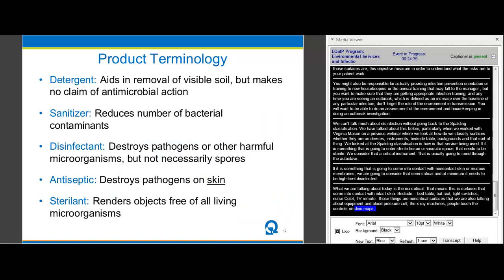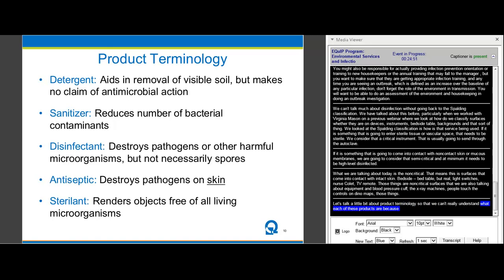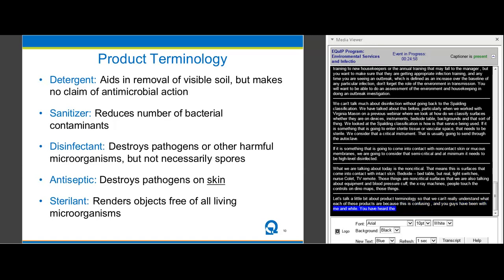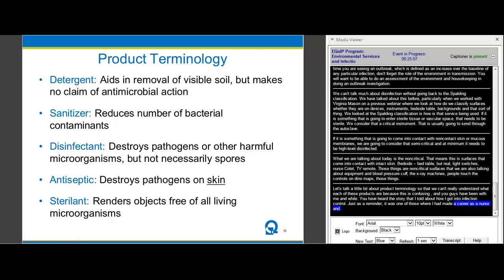So let's talk a little bit about product terminology so that we can really understand what each of these products are, because this is really confusing. And you guys have been with me for a while. You heard the story that I told about how I got into infection control. Just as a reminder, I had made a small med error as a nurse, and then just a few days later I was asked to take the infection control role, and I really did think that it might have been punishment for the med error.